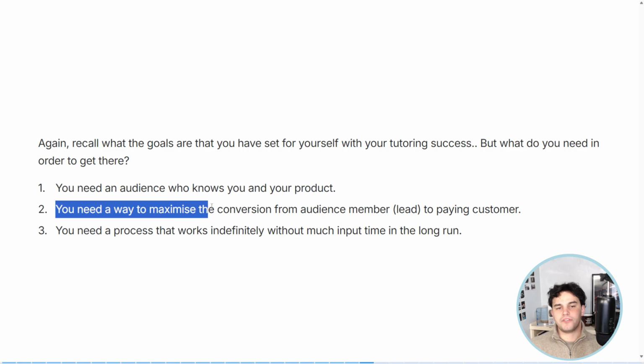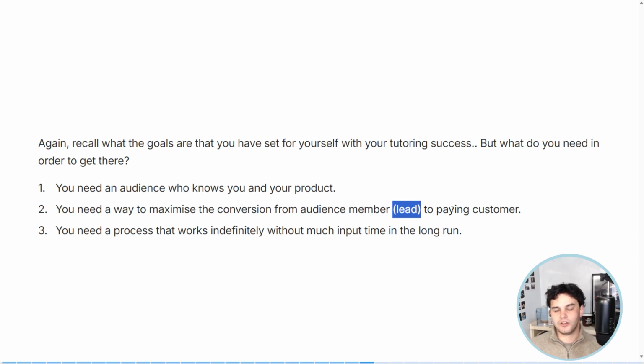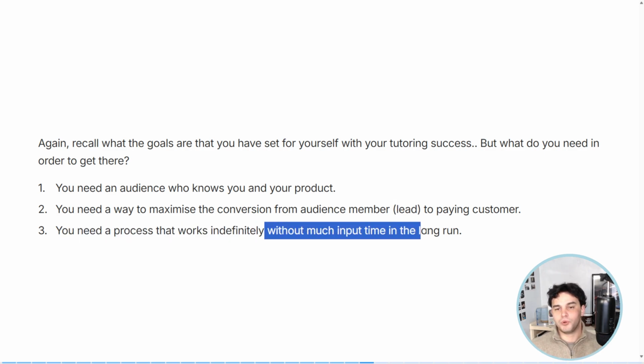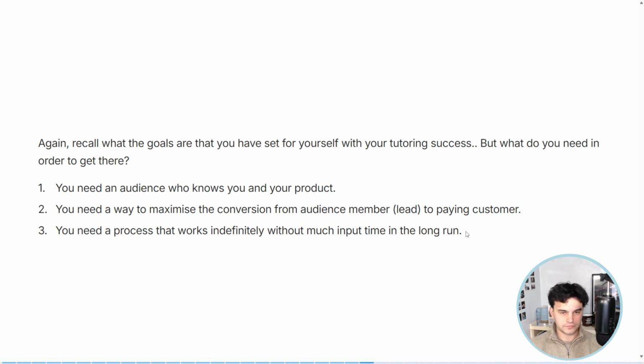You need a way of maximizing the conversion from a generic audience member or a generic lead to a genuine paying customer. And thirdly, you need a process that works indefinitely, without much input time in the long run as well. You don't want to be messaging students one-on-one all the time. You want to be able to streamline this process to consistently get leads forever in the future.